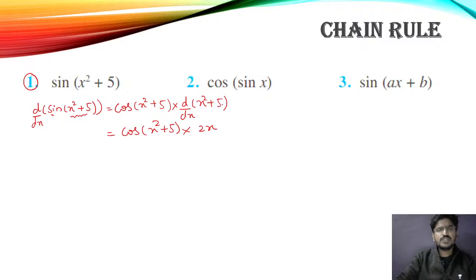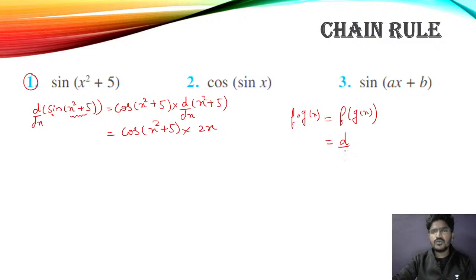Okay, because the differentiation of 5 is going to be 0, so 2x plus 0 is 2x. Clear? So like this we have to simplify. Suppose you have f of g of x. This is f of g of x. Here the differentiation of f of g of x will be f dash of g of x multiplied with g dash of x.